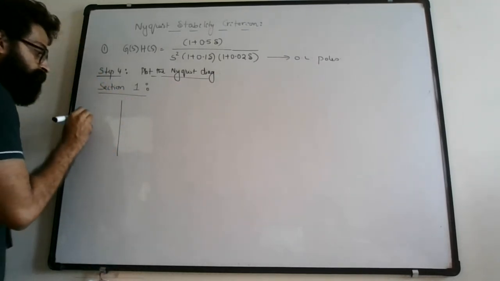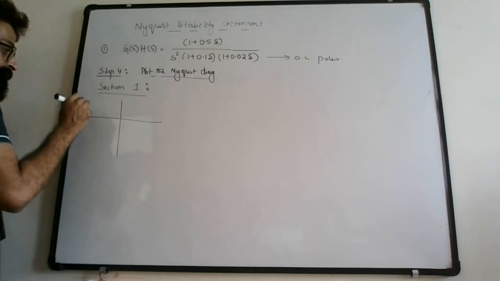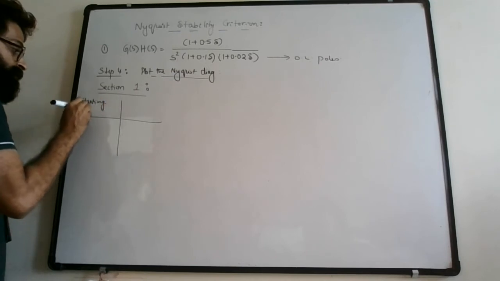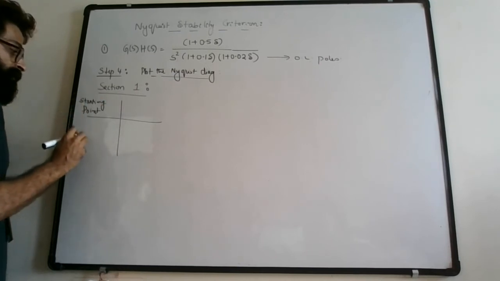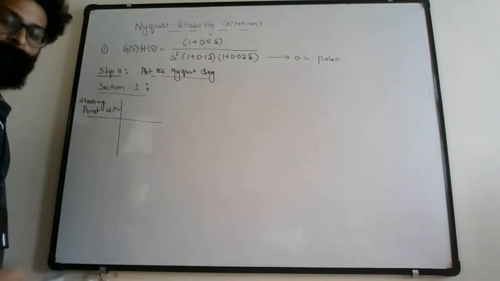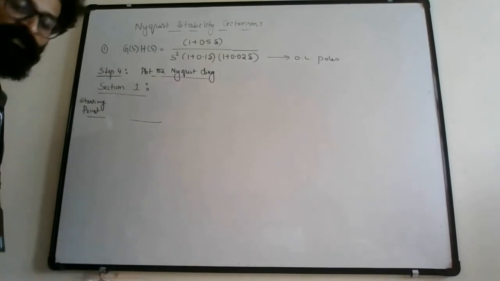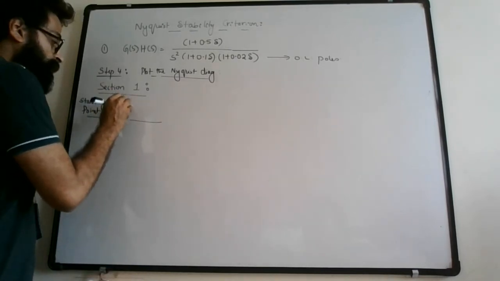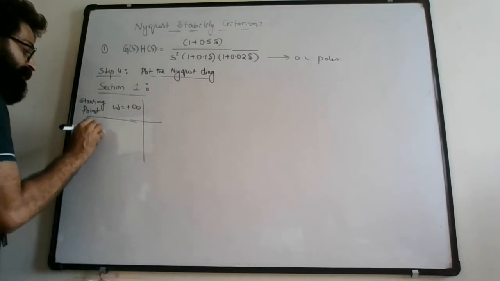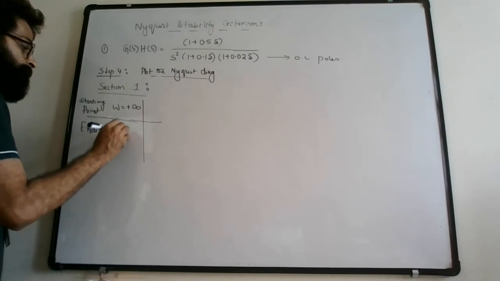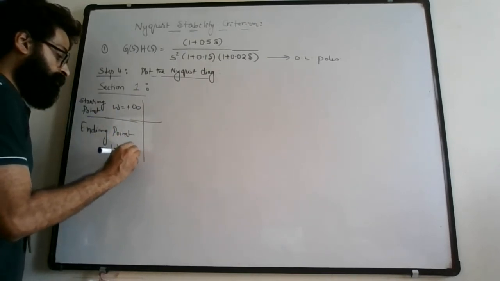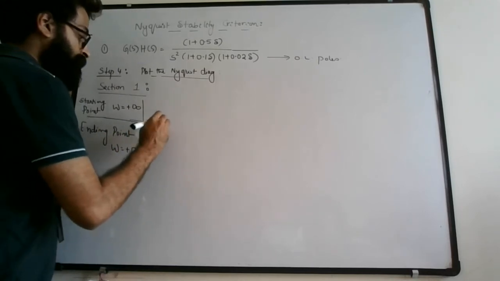Okay, so in section 1, what I'm going to do is I'm going to consider the starting point, which is omega equal to plus infinity. I'm going to consider the starting point. What is it? Omega equal to plus infinity radian per second. And similarly, let me write the ending point. And what is our ending point in section 1? It is omega equal to plus 0.